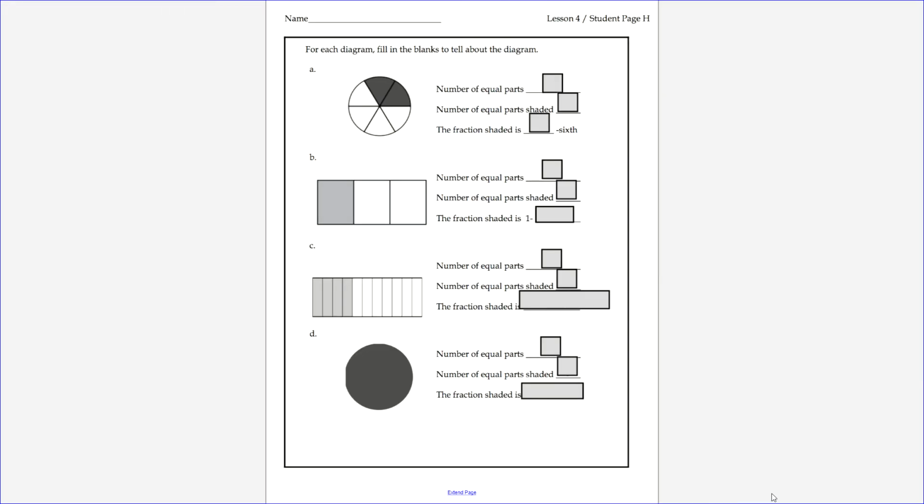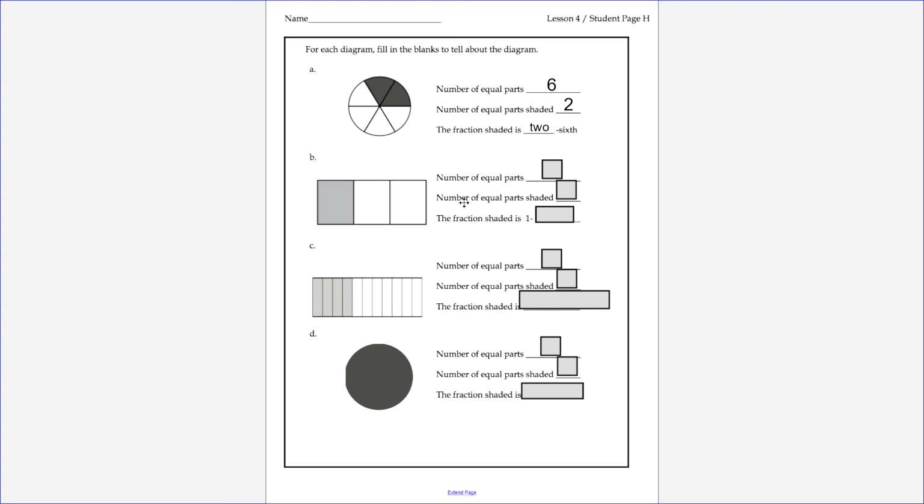Now, 3rd grade, we have time for a little more practice together. Go ahead and look at the diagram, and we're going to fill in each blank about the diagram. Look at A. How many equal-sized parts are there? Oh yes, the unit is broken into 6 equal-sized parts. How many of the equal-sized parts are shaded? 2 of the equal-sized parts are shaded. So, the fraction that's shaded is how many sixths? Yes, the fraction that's shaded is 2/6.